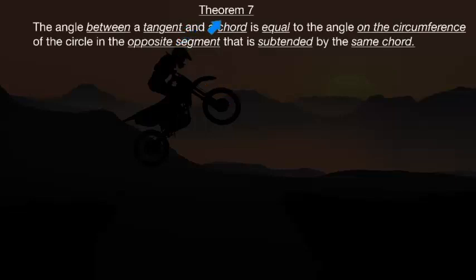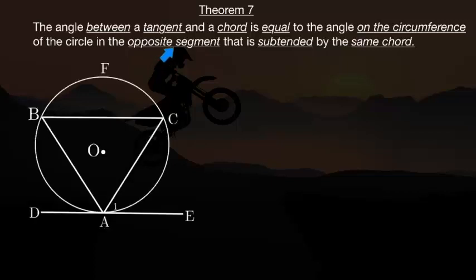In today's lesson we'll be looking at theorem 7 and here's what it teaches us. The angle between a tangent and a chord is equal to the angle on the circumference of the circle in the opposite segment that is subtended by the same chord. Now wow, this is quite a mouthful, but let me show you how easy it is and what it means. We are basically going to look at this angle A1.